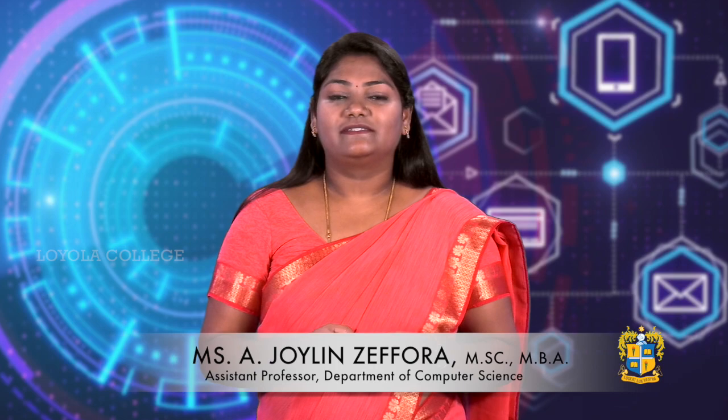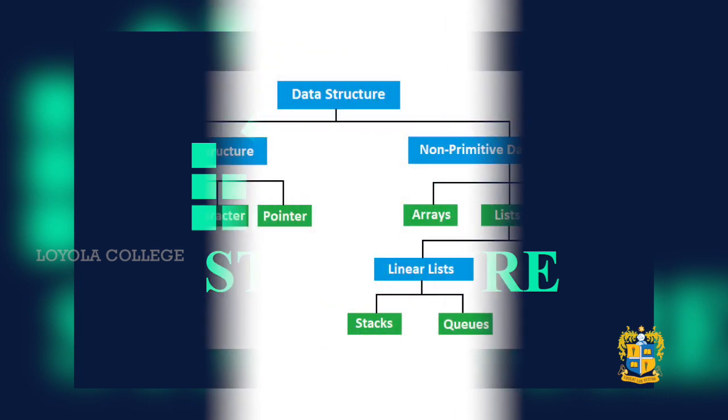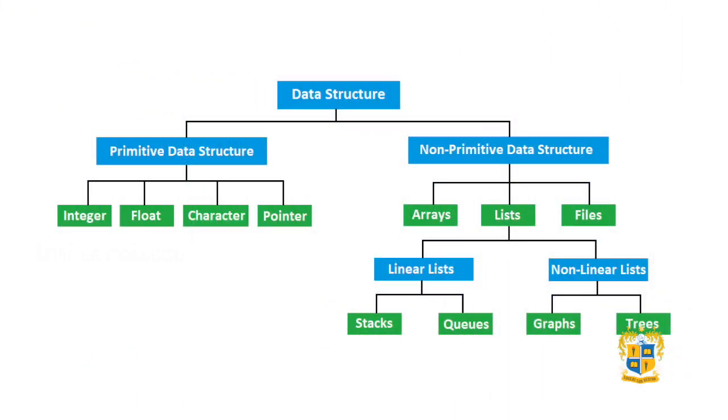Hello everyone. Today we shall see an overview of data structures. What is a data structure? A data structure is a particular way of organizing data in a computer so that it can be used effectively. Some popular linear data structures are arrays, stacks, queues, and linked lists.